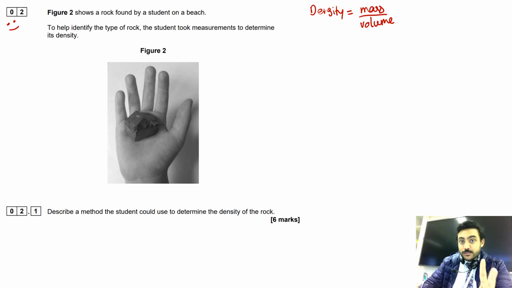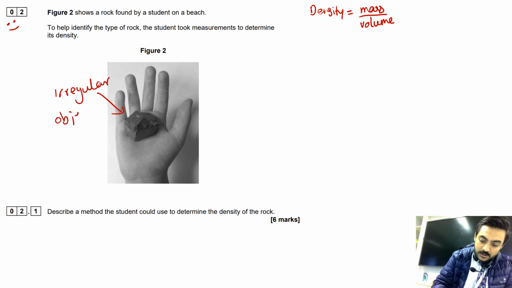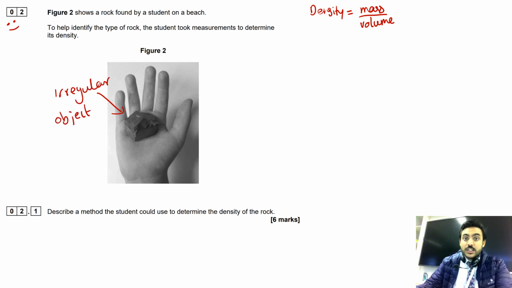So the two measurements that we need to take are mass and volume. Mass is quite easy. You can just measure it using a mass balance. But the volume is a little bit tricky. If you had a regular object, you would just measure the sides and do a calculation to find the volume. Unfortunately, for an irregular object like a rock, we have to use something known as the Eureka can method, or the displacement can method, to find its density.